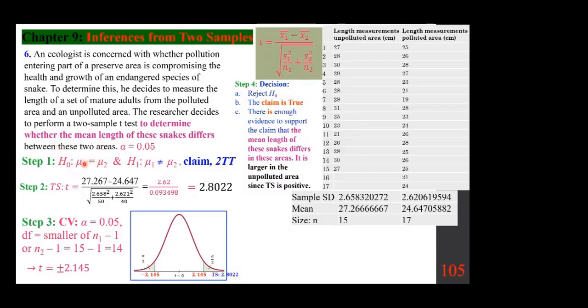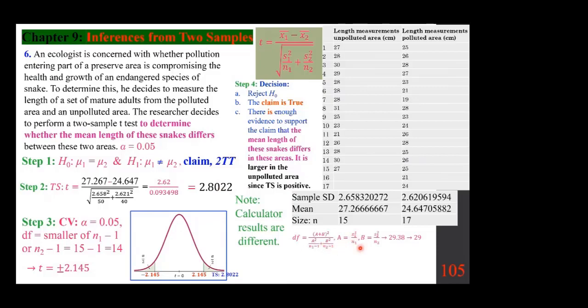So going back to the first step, if you're rejecting H0, then you're accepting H1, you're accepting the claim, and the claim becomes true. The claim is true. There is enough evidence to support the claim that the mean length of these snakes differs in these areas. It is larger in the unpolluted areas since the test statistic is positive. By the way, it also gives you this information because this is positive, that means it is larger in that area.